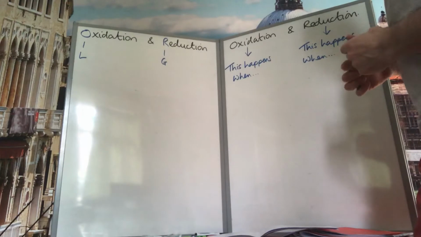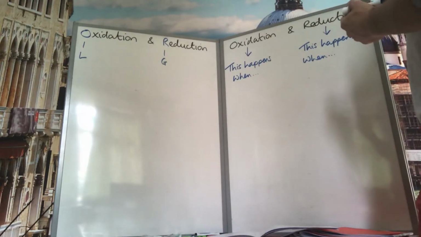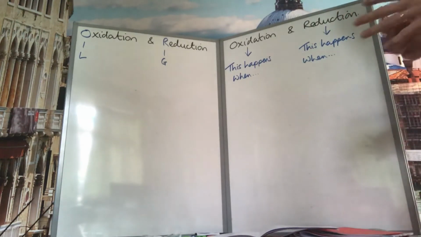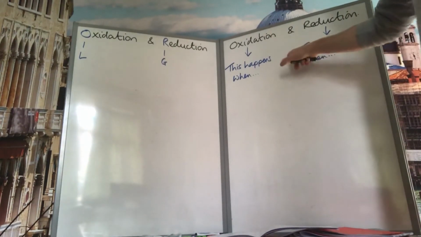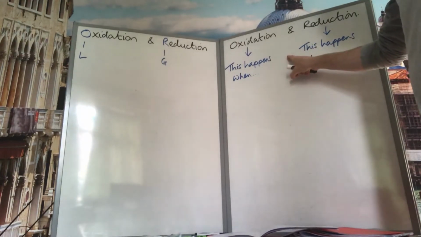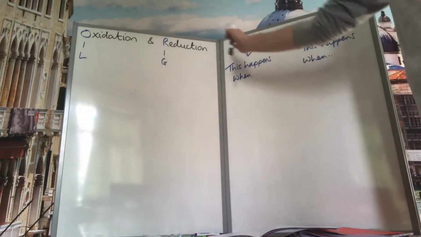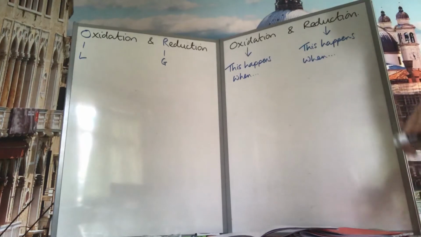Oxidation and reduction. There are three ways that you need to identify oxidation and reduction. Now, if you're a foundation student, you only need this method, okay? I'll do this one first and then I'll go on to the higher stuff.